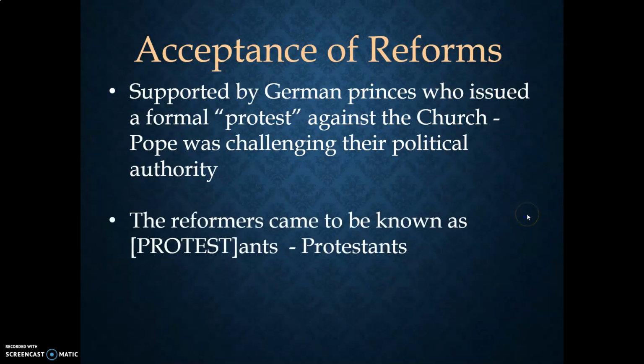So this is kind of where the Reformation officially starts. These German princes who support him issue a formal protest against the church, saying that the Pope was challenging their political authority and that the church kind of needs to change. So that's where you get the term Protestants, as in Protestant Christianity. It comes from the word protest. So a lot of these people who start to protest the church will spawn the beginnings of Protestantism.